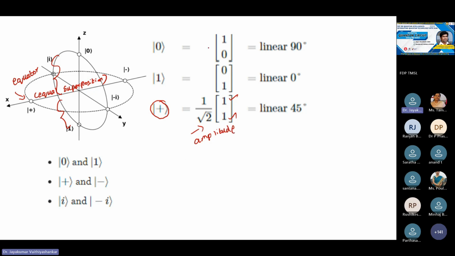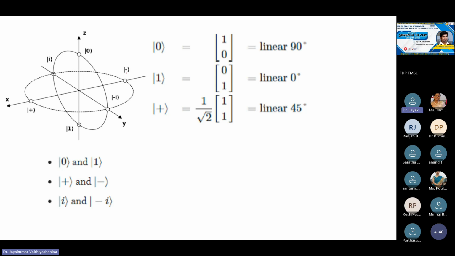So why is there no amplitude for state 0? Because it is exactly in state 0. State 1, it is exactly in state 1. So you can consider 1 as the amplitude. But in the case of positive, it is exactly in between state 0 and state 1. That is only half of the amplitude value. So this is the abstract way.